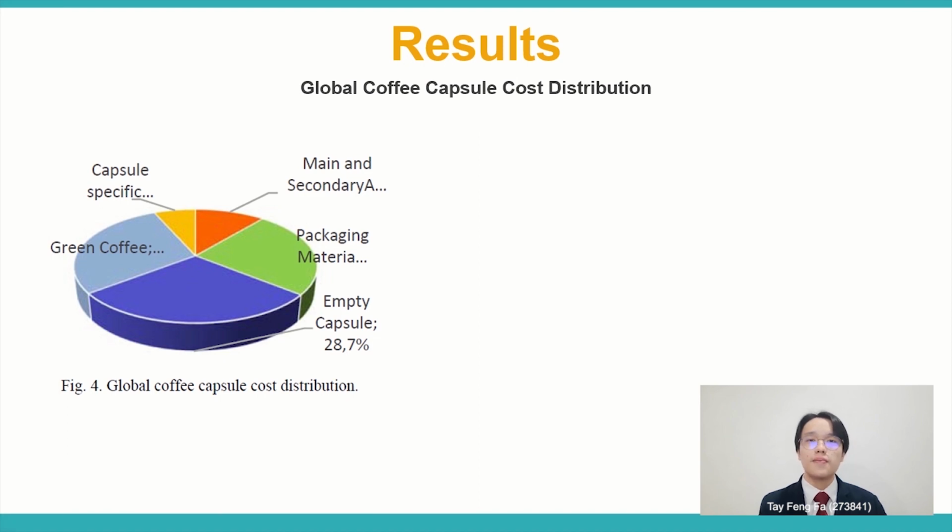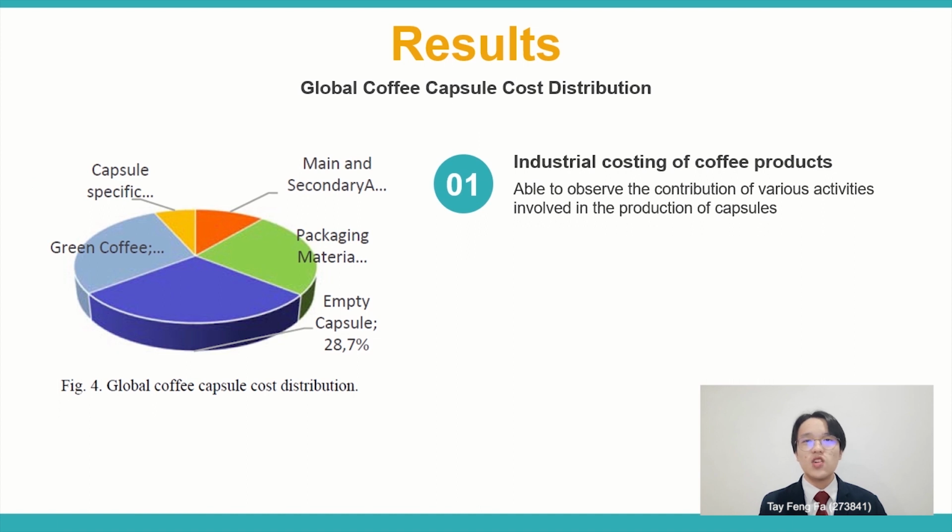The next result that can be obtained from the implementation of the ABC methodology in the company is the global coffee capsule cost distribution. So the work done also allowed us to obtain the industrial costing of coffee capsules in different variants, as each activity involved in the production of coffee capsules has been analyzed in detail, and a large amount of relevant information has been obtained for the various cost components of coffee capsules. From the pie chart, we can observe the contribution of various activities involved in the production of capsules to the final cost of the product.